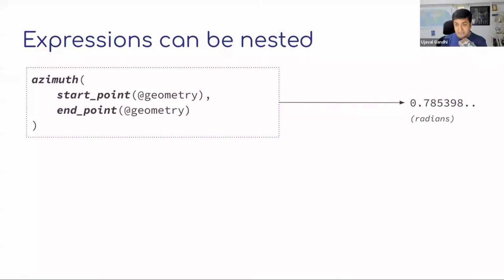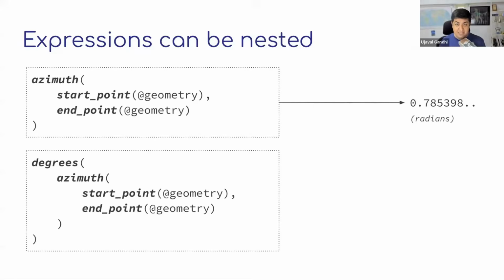So here we already used a function and then took the result of the function and used another function. We can keep going. We can say, I want the results to be in degrees. We can call the function degrees and then pass the whole previous expression as the input to this, and you'll get the answer. So here we nested 3 functions, and this was a single expression, but we could do something very complex where we compute the azimuth of a line in degrees.